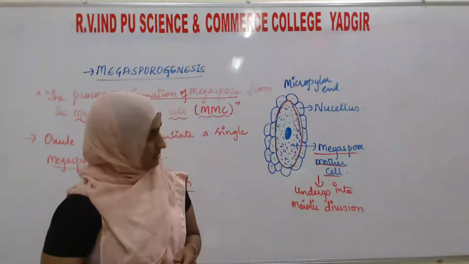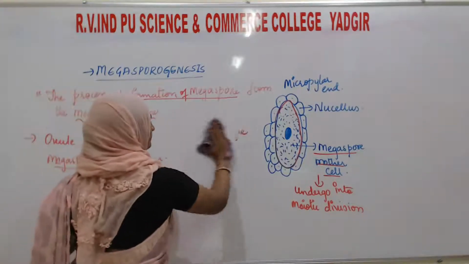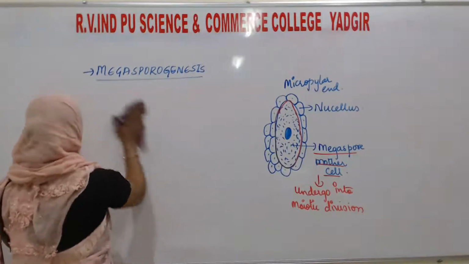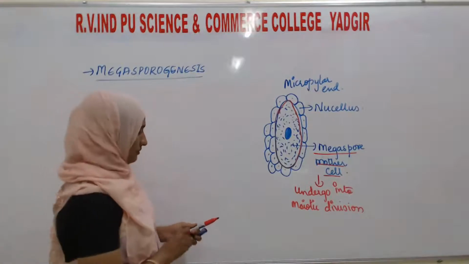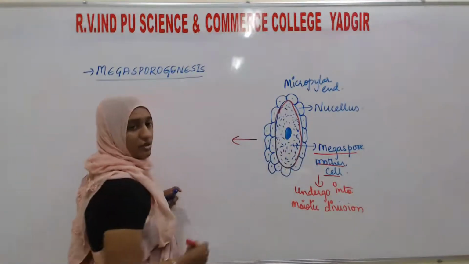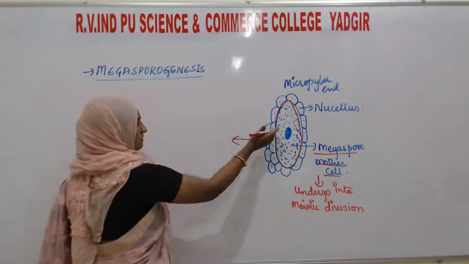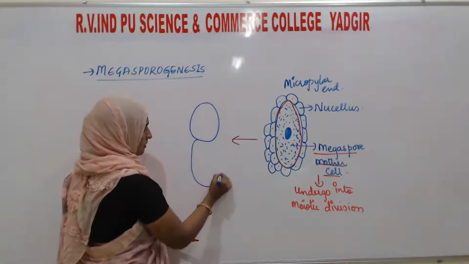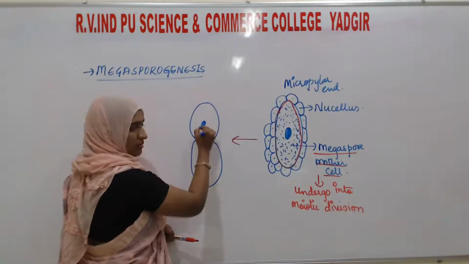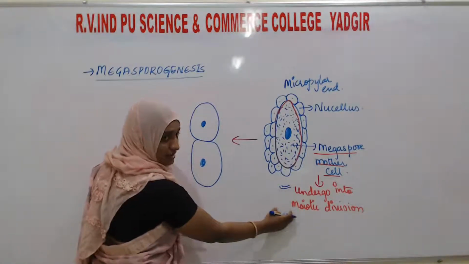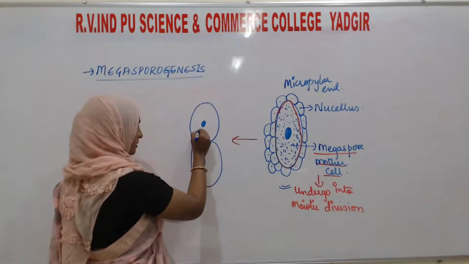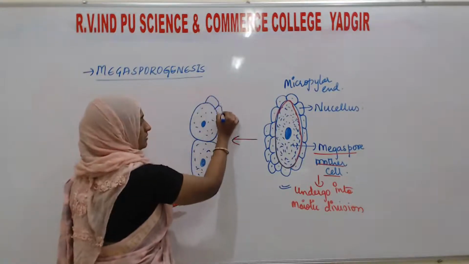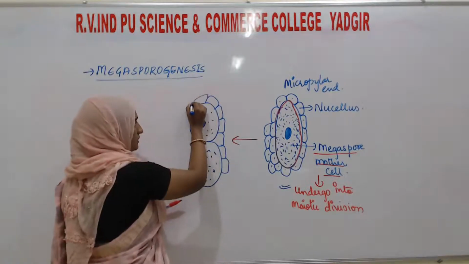So let's see here. I will draw this one. You see, this cell is undergoing the meiotic first division, where this cell will divide into two cells. This one megaspore mother cell has undergone the meiotic division. It will form two cells, with the cytoplasm and with the nucleus. And the other nuclear cells will be like that only. They are not going to divide.